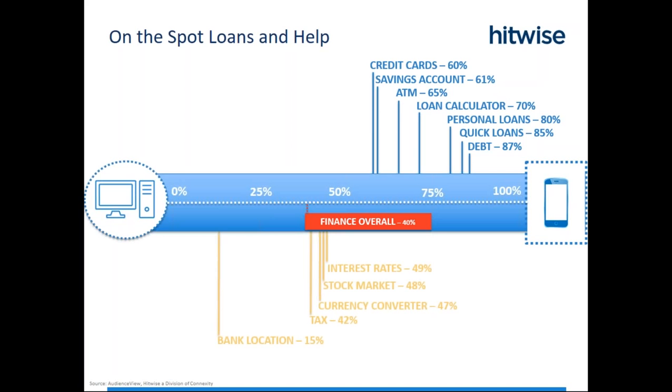Then when you look at desktop, they're looking at things like interest rates, stock market, currency converter, tax, and also a bank location. So a bank location performs quite poorly on mobile search at 15%, but that's because not many people visit branches anymore these days. It's very rare that you have to actually go into a branch to do something. A lot of stuff is done within the app now, so that wasn't a surprise.